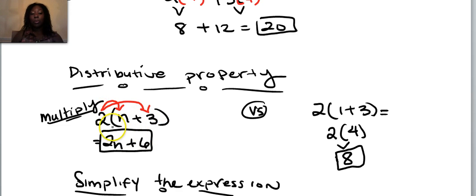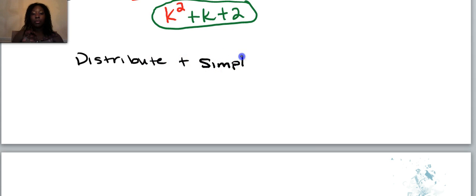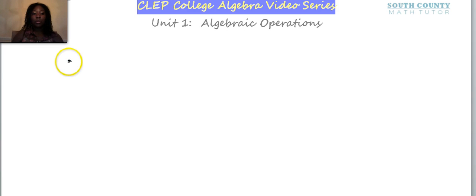So now to multiply or to distribute, all you have to do is take the 2 and multiply it into everything that's in the parentheses. So 2 times n, 2 times 3, so it's 2n plus 6. Okay, let's try to combine all of these. Distribute, and simplify. Okay, so I'm just going to go down the page. Okay, so example 1.